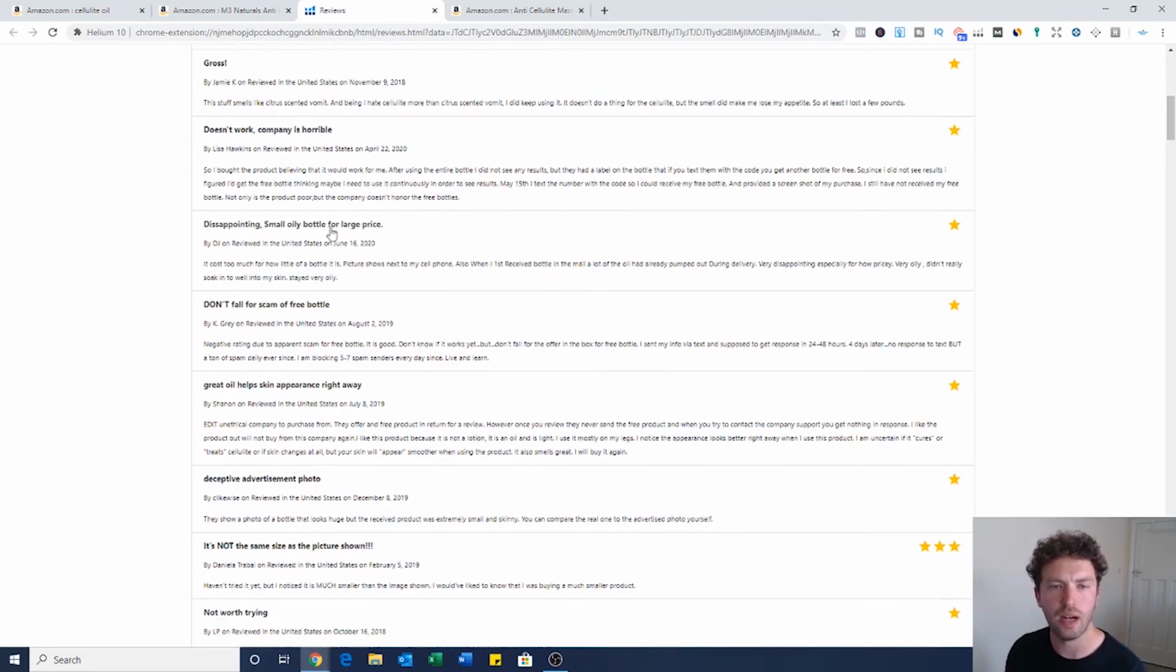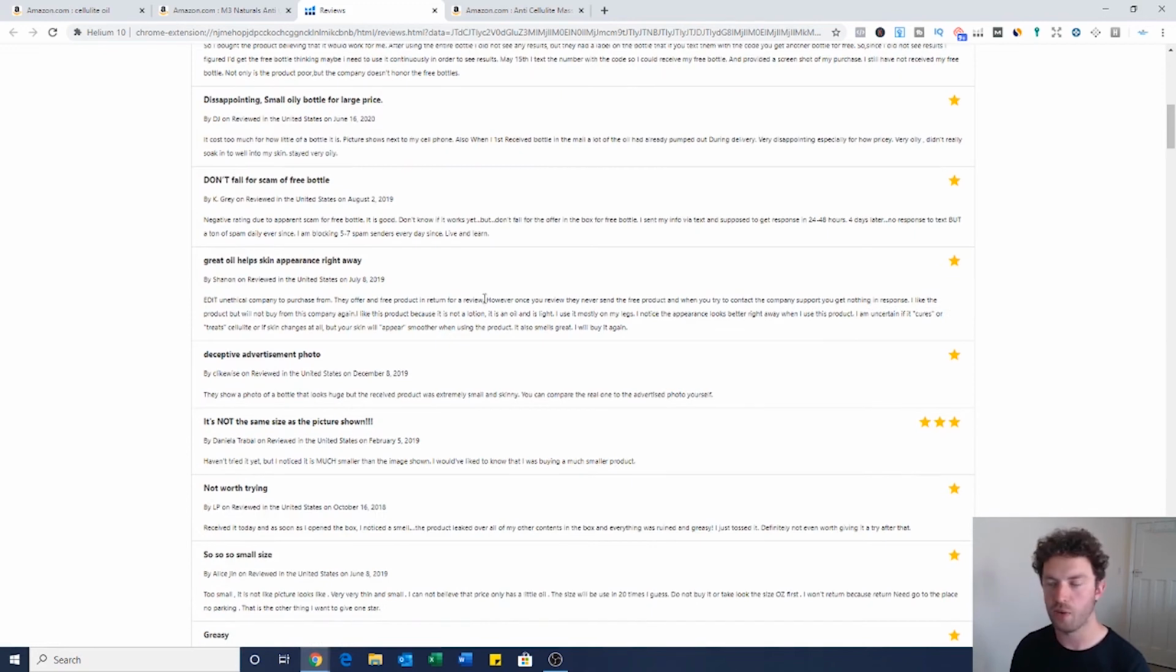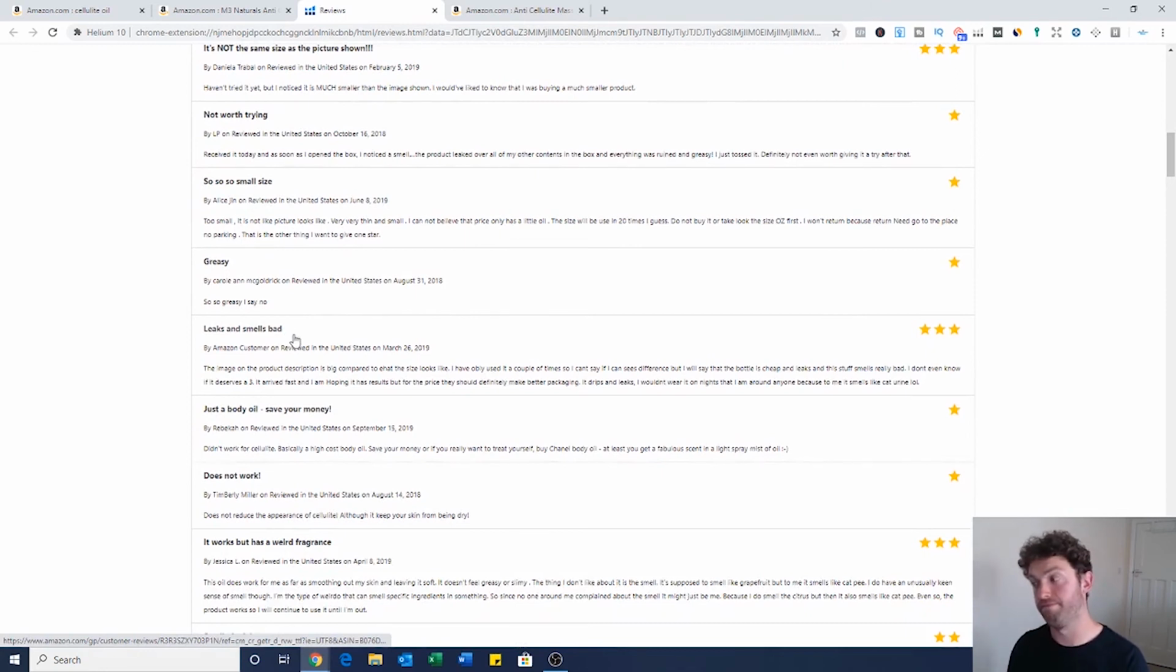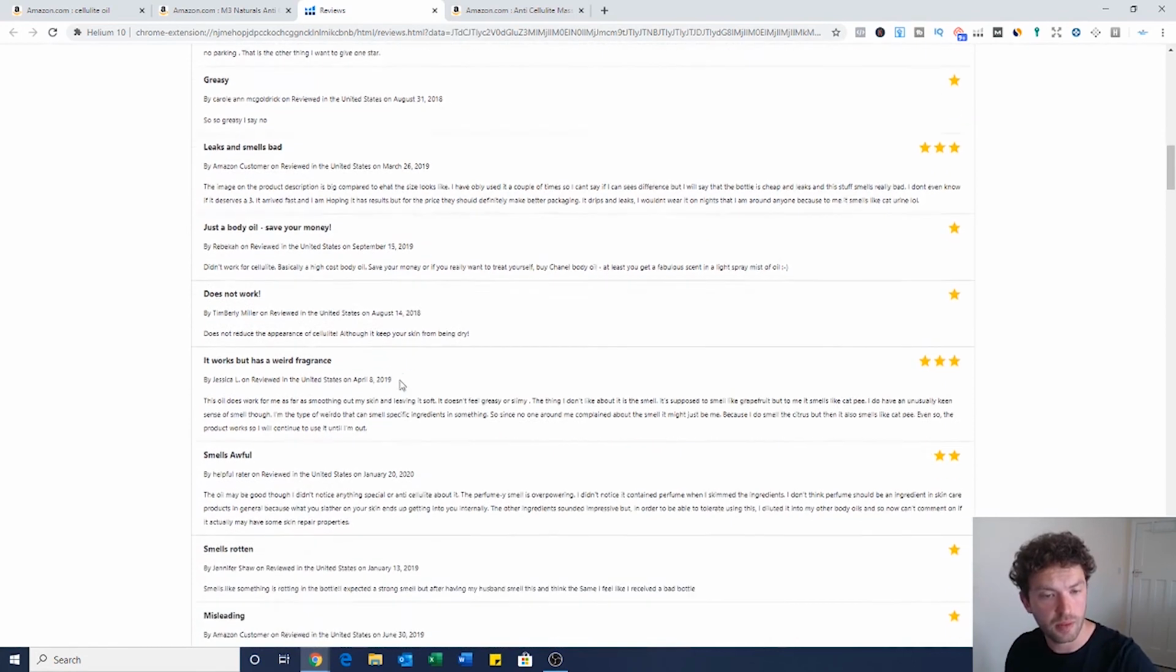Disappointing, small, oily bottle for large price. Maybe we could consider increasing the quantity. So a bigger bottle, a massager thing, and some toning cream. What a product offering. And what else have we got? Leaks and smells bad. Looks like maybe it does smell bad, guys. I was right. Well, I wasn't right, I just read it.